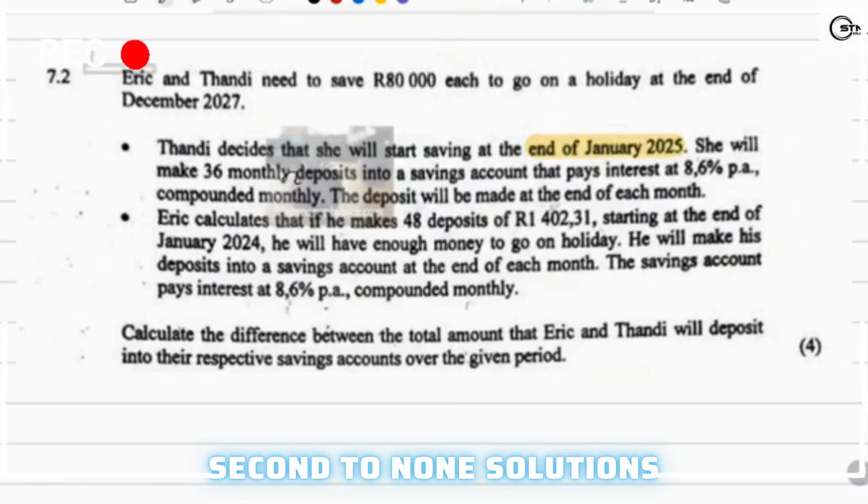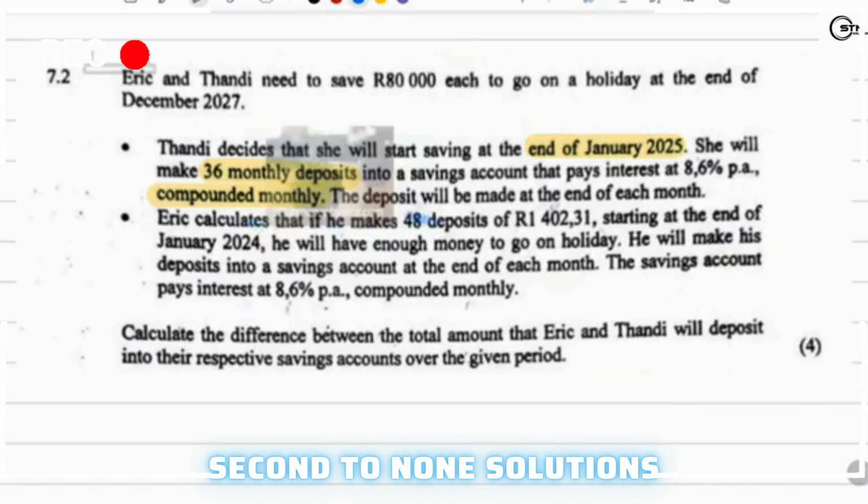She will make 36 monthly deposits. Okay, they're making our lives easier. Make 36 monthly deposits into a savings account that pays interest at 8.6% per annum compounded monthly. Okay, so it's also compounded monthly. Let's just keep that in mind. The deposit will be at the end of each month. And that's fine.